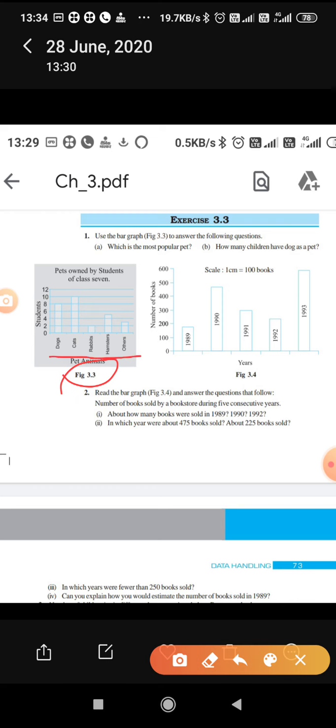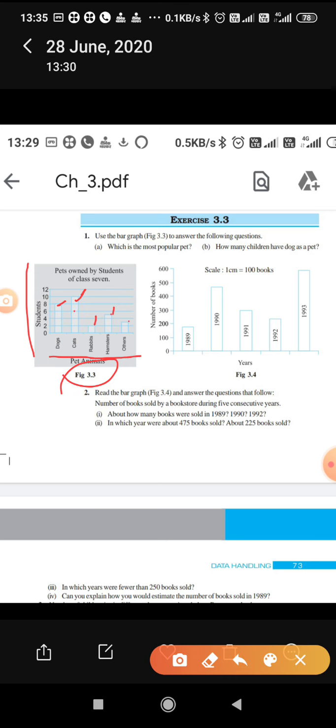These are the pet animals, and this is the students. They have asked which is the most popular pet. We are seeing dog, cat, rabbit, hamsters, and others. For the dog, we have till the 8, and for the cat you can see till the 10. For the rabbit we have 2, and the hamster is in between 6 and 4, so it is 5.